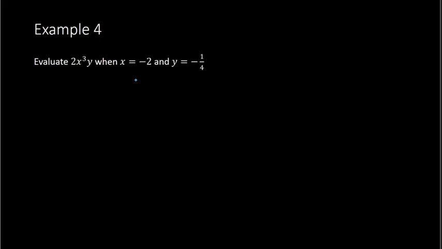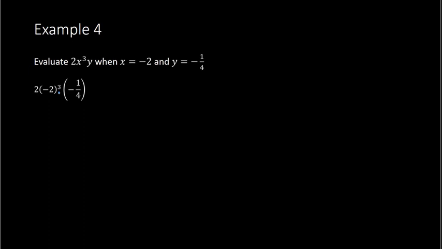Example 4. You are told to evaluate 2x cubed times y when x equals -2 and y equals -1/4. So once again, I just plug in numbers in place of the variables. Instead of 2 times x to the third, we have 2 times -2 to the third. And then the y would become a -1/4. So I begin with order of operations. I start with my exponents first.